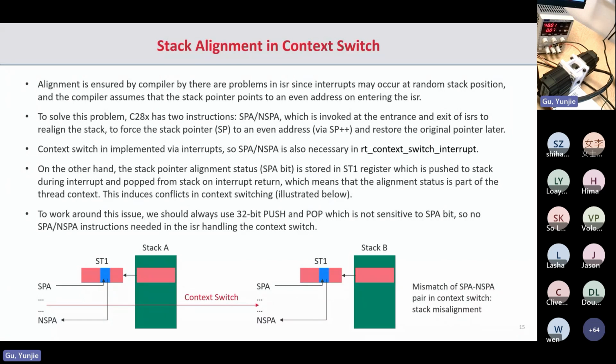To solve this problem, we used a workaround, which is to only use 32-bit push and pop in the ISR that handles the context switch. Because these 32-bit push and pop instructions are not sensitive to the SPA bit, you do not have to use the SPA and NSPA instructions in the ISR. And this solves this problem.